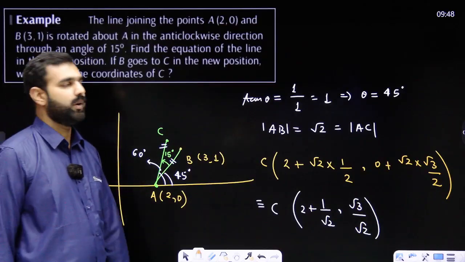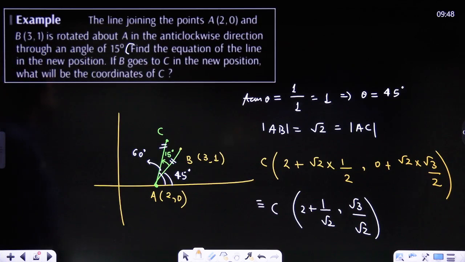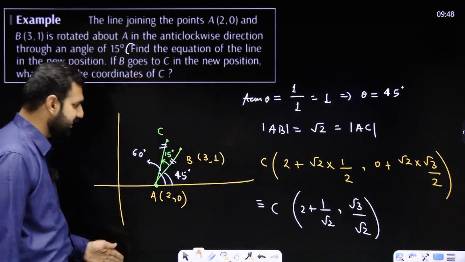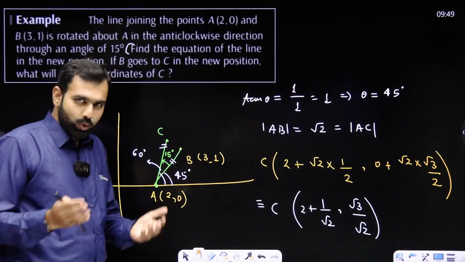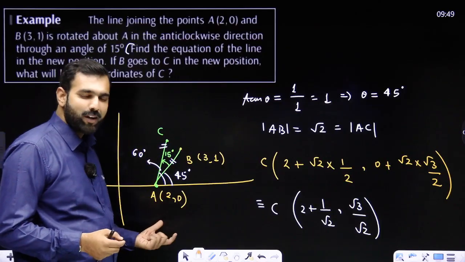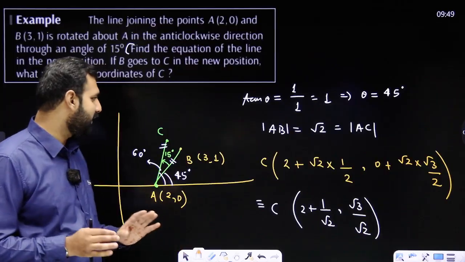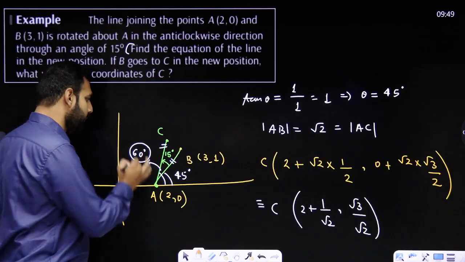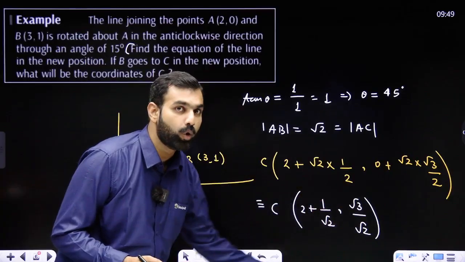Now there is another question. They had mentioned to find the equation of the line in the new position. So if B goes to C in the new position, what is the equation of this line AC? I hope that's again a very simple task. You have two choices. Either you write the parametric form or the symmetric form or the standard slope form or whichever form. I think the two-point form is more suitable. Or if you already know the slope, even the one-point form is more suitable.